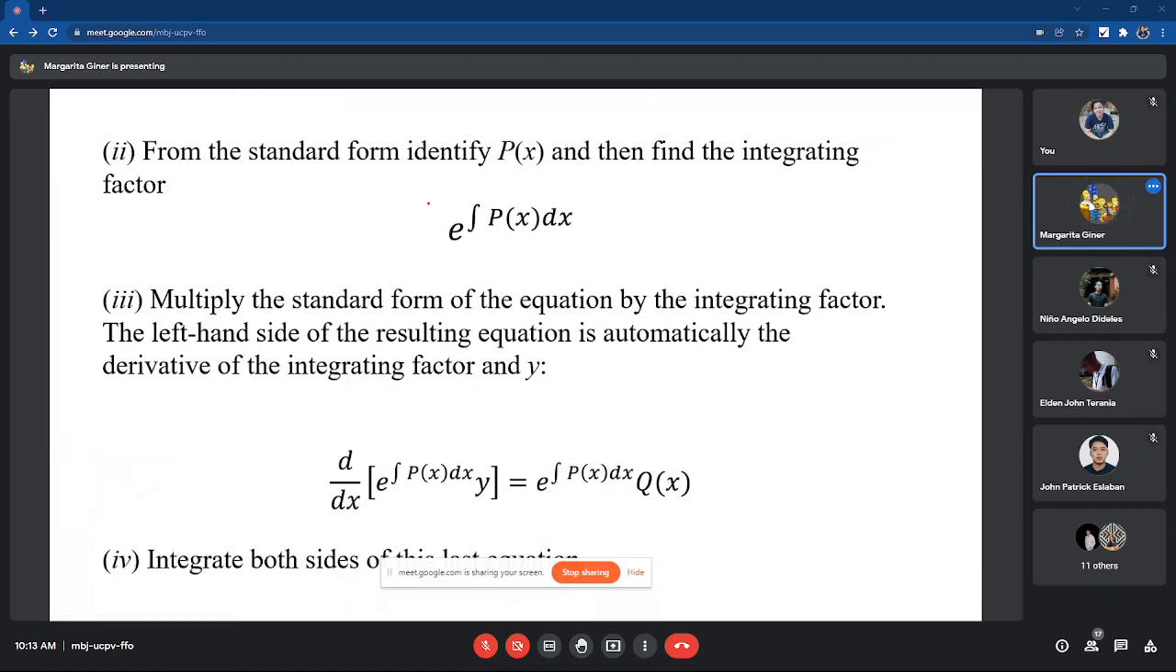Alright. So again, we cannot get what we are looking for if it is not in standard form. And then after it is in standard form, we get the integrating factor. And the formula in solving for the integrating factor is this one.